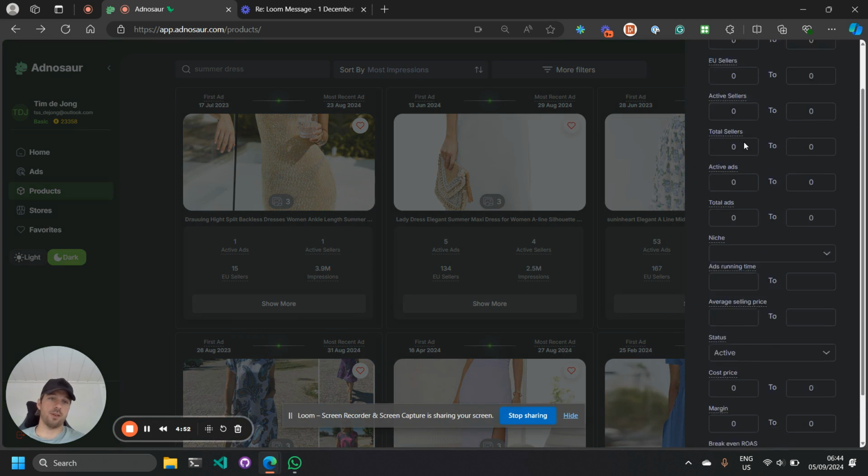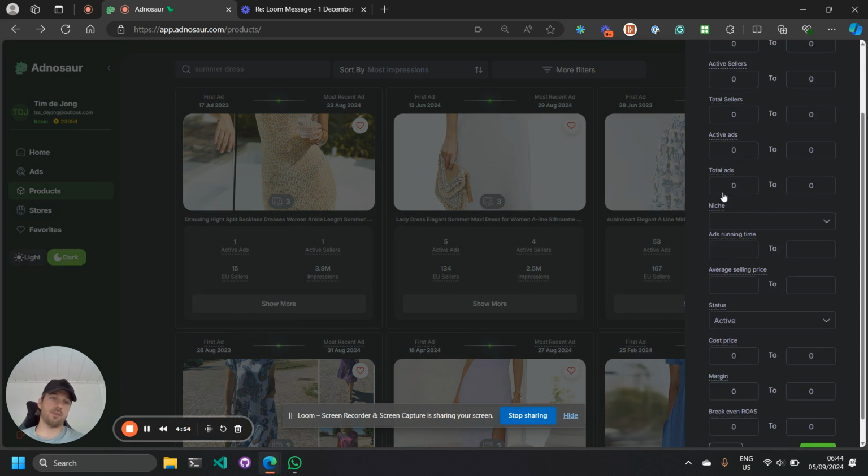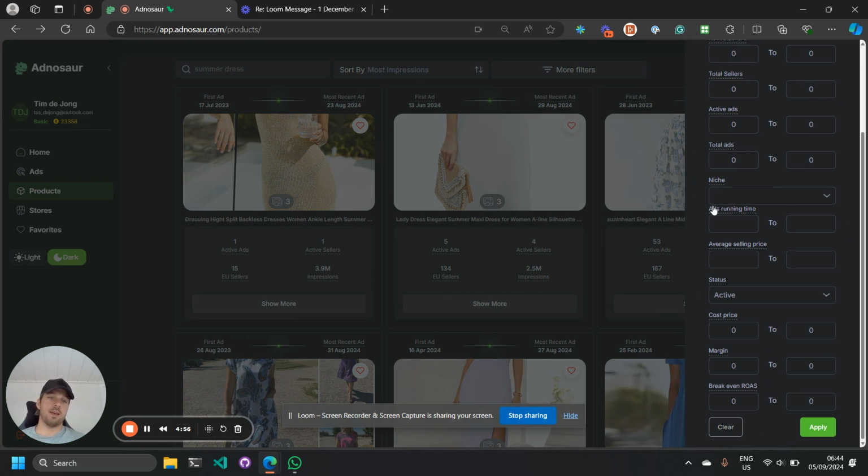It's just fine-tuning the filters with active sellers, total sellers, active ads, total ads, and ads running time. Be aware that ads running time is the first time the product has been seen, and sometimes a product is popular for more than a year because it got sold on different stores, in different places, and there are still a lot of unsaturated markets you can go into. So those are some things that are really good.